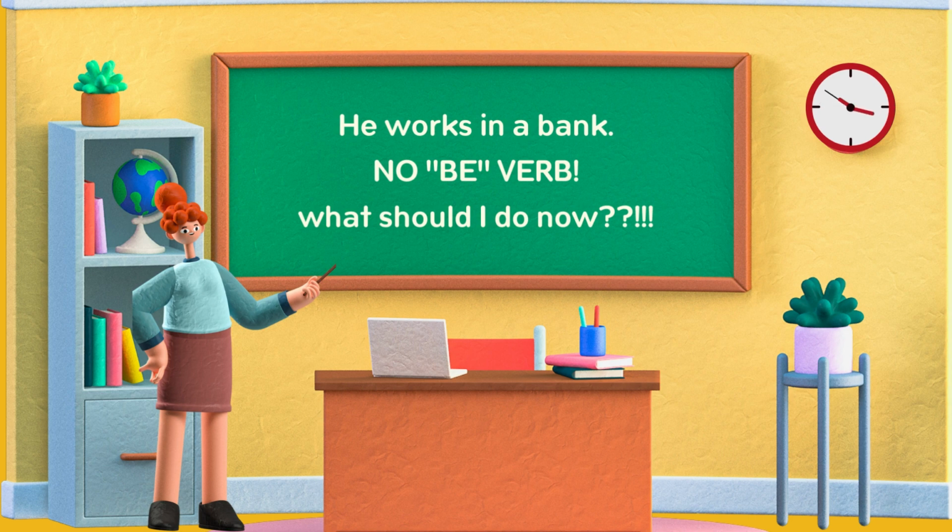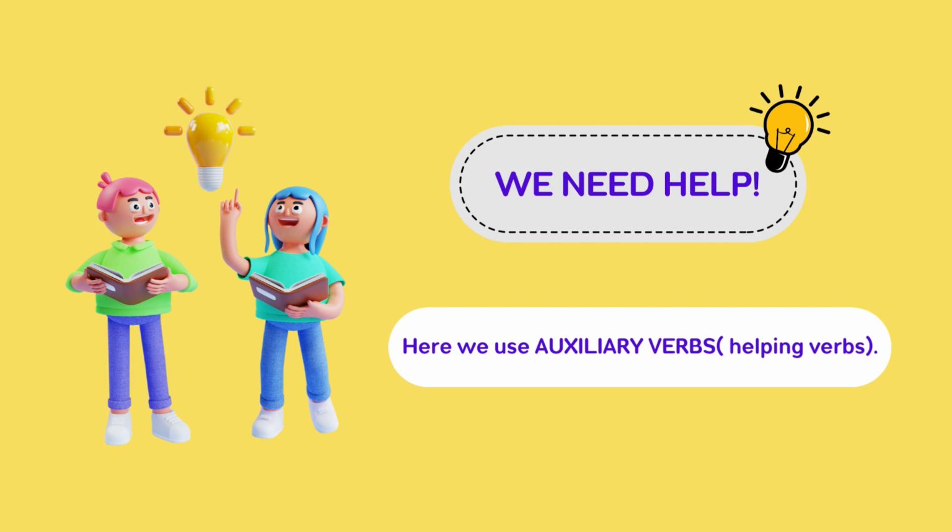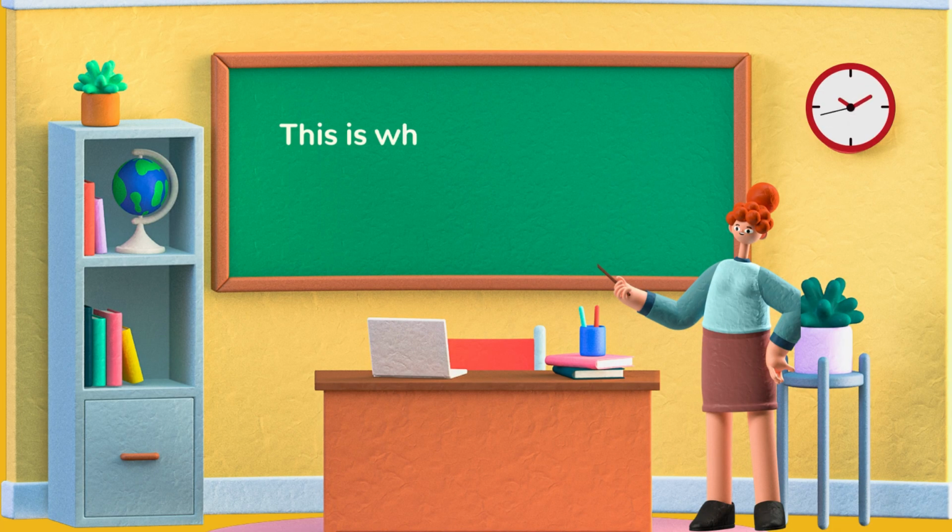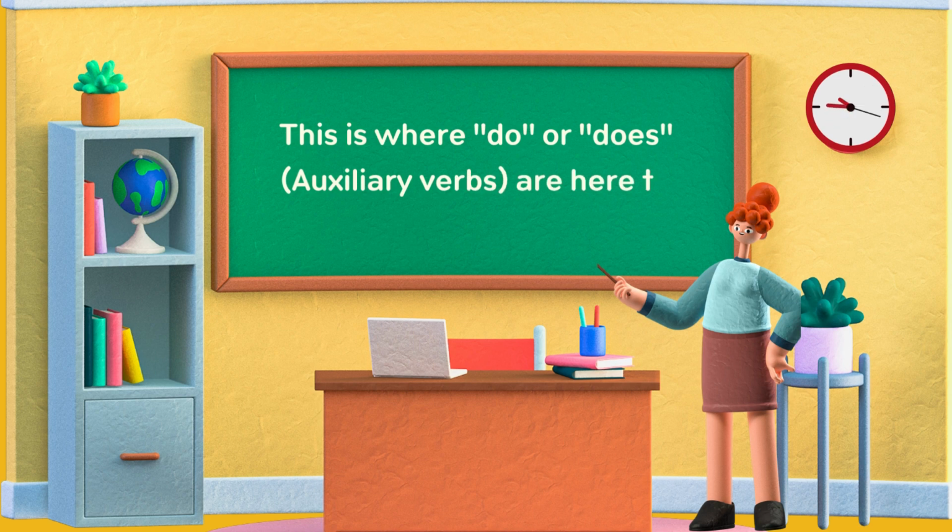Look at this sentence. He works in a bank. There's no be verb. What should I do now? As you remember, we need help. In the previous lesson, we learned what is an auxiliary verb. Auxiliary verbs are helping verbs which we can use in order to make our sentence negative, or in this case, question. What are they? Do or does are our two auxiliary verbs here that are going to help us to make question form.